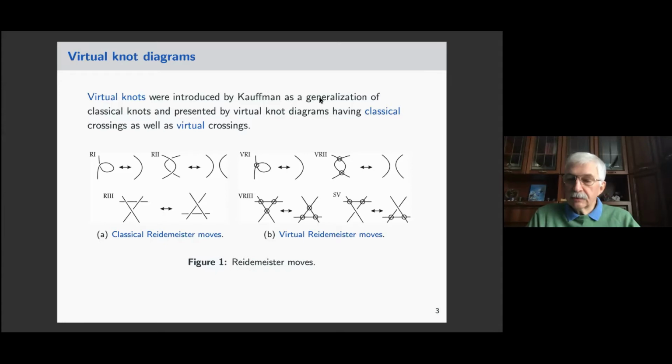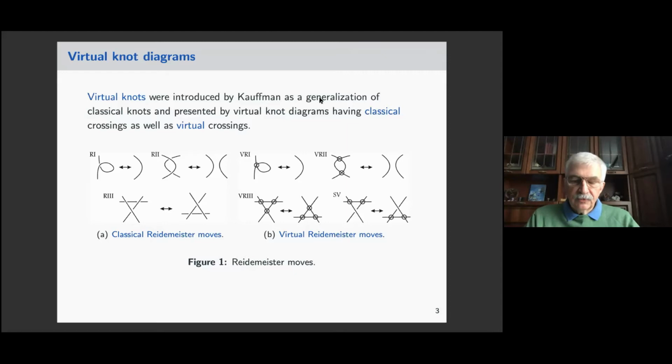We will follow a diagrammatic approach, and virtual knots will be introduced by Professor Kauffman as a generalization of classical knot theory. In the case of virtual knots, we can see classical crossings and virtual crossings, and there is a family of Reidemeister moves. This family contains the classical Reidemeister moves, presented on the left part of the picture, and similar moves called virtual Reidemeister moves. We distinguish classical crossings and virtual crossings in the figure.